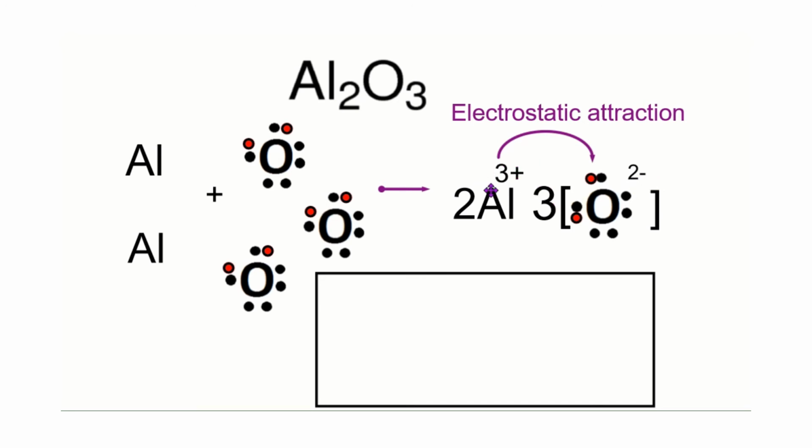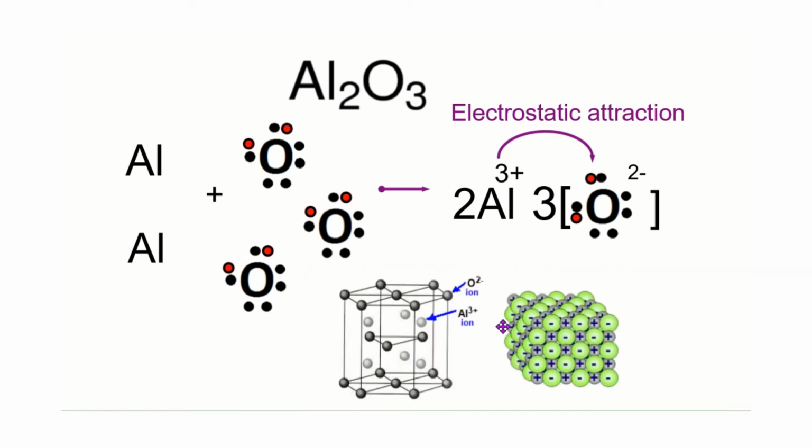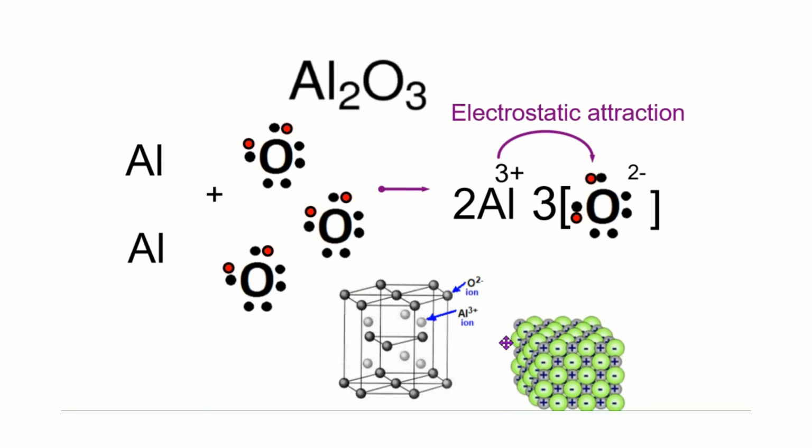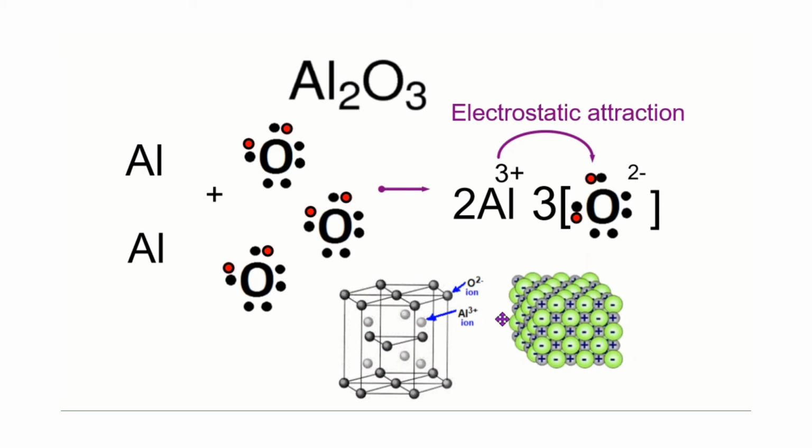And because we have a positive charge and a negative charge, they attract one another, and that electrostatic attraction is called the ionic bond. And again, we have millions of ions involved in the bond, and it forms an ionic lattice. Remember, you don't have to know how to draw the ionic lattice. I'm just showing you what it looks like.